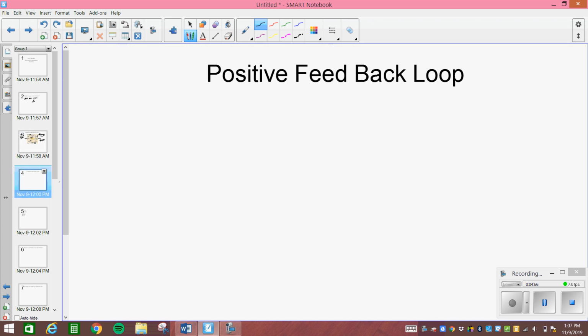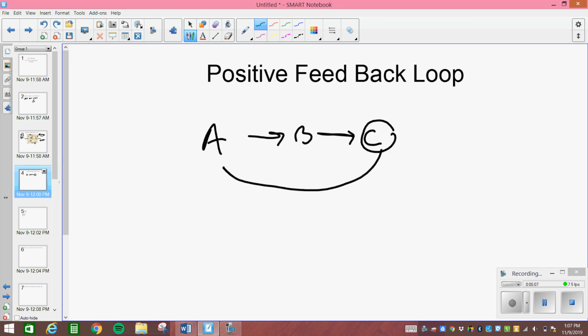Conversely, a positive feedback system would be where you have A turning into B, turning into C, but then the C causes this to go even faster. So we end up getting more of this component.